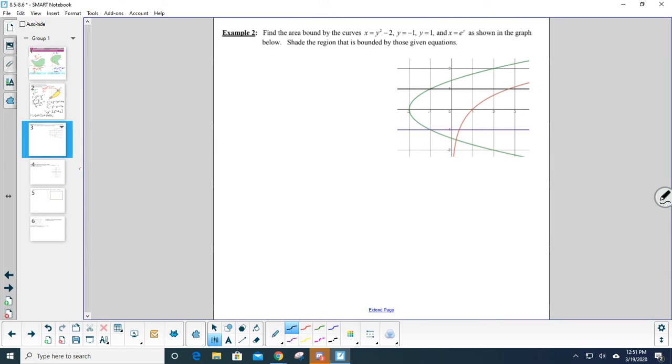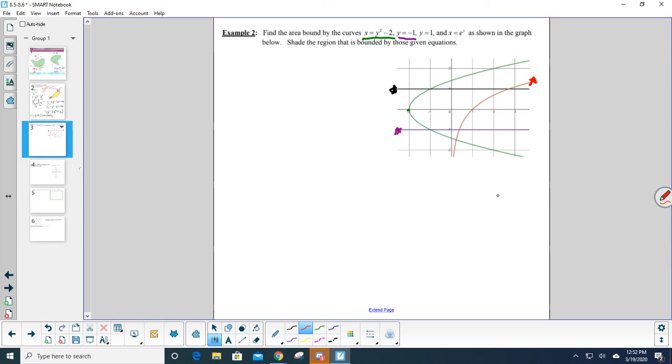My next one, sometimes they're going to give you more ways to have it bounded. So my green is this guy, and it's x equals y squared minus 2, a positive y squared, so it's open towards the positive side. Then we have y equals negative 1, the purple one right here. Then y equals 1, this guy right here. And then x equals e to the y, the red one right here.